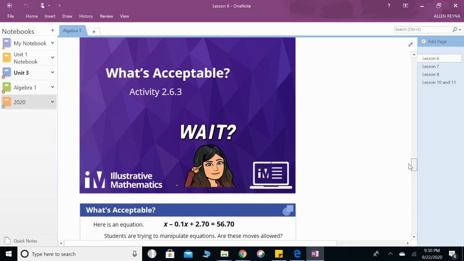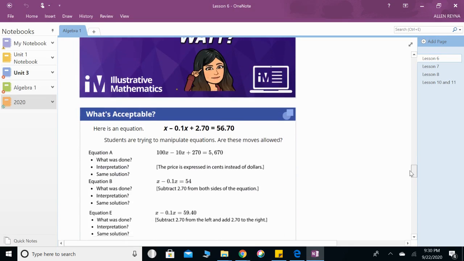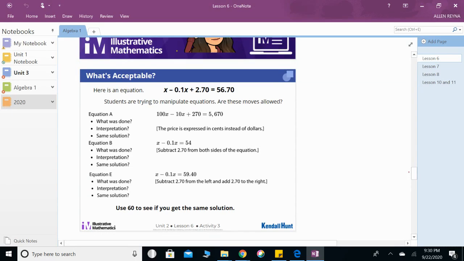Okay, so what can we do with equations? Some of this stuff you might remember from last year and even possibly the year before. We have an equation here, and students are trying to manipulate it, but they're not sure if all of the moves they are taking are allowed. So we have to go through and double check. The initial equation is x minus 0.1x plus 2.70 equals 56.7.